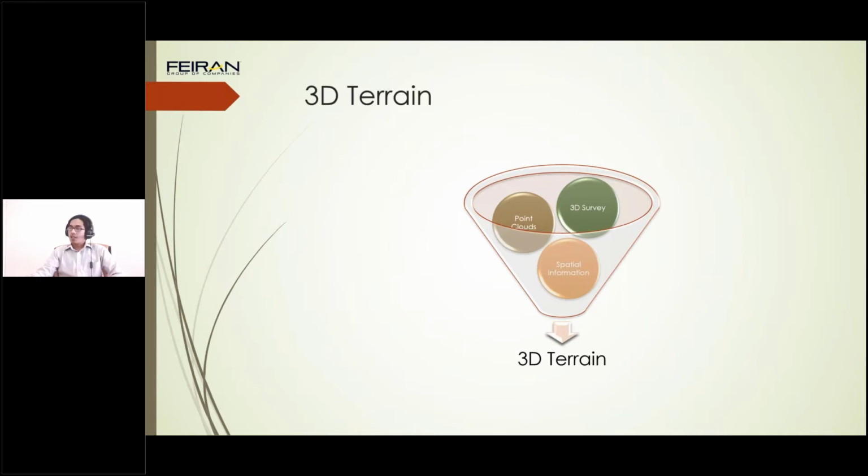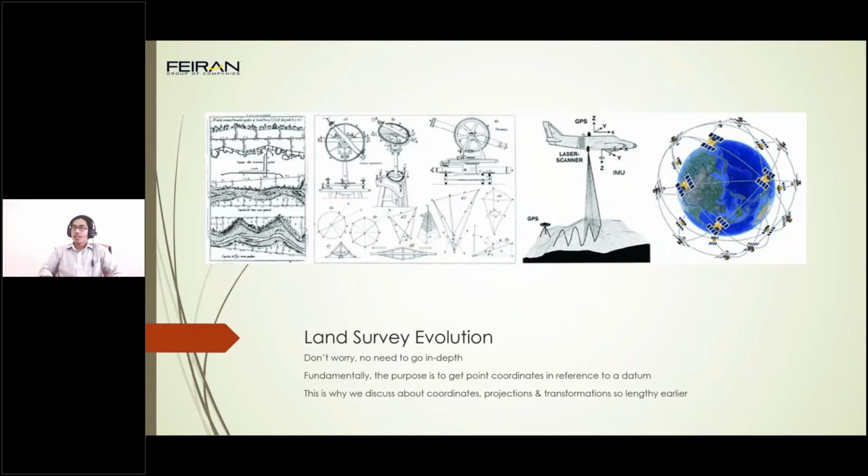Okay, so all this information, 3D survey, point clouds, and spatial information, are bundled together, and that is how we produce a sample of 3D terrain over our area of interest. I will show you the exact process later in a video, but this is more towards an introduction to it. As I mentioned, 3D survey has evolved historically, but don't worry so much.